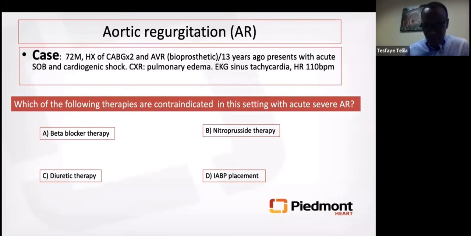I guess the question is, which of the following therapies are contraindicated? Which of these will you not do for this patient? It could be more than one answer, but I just wanted to see what the audience would do.